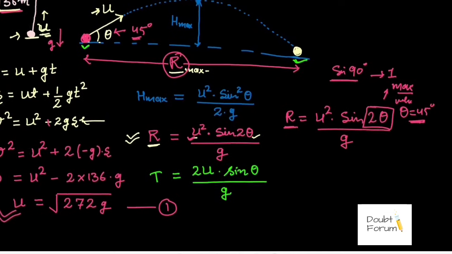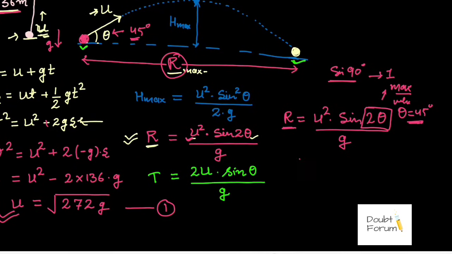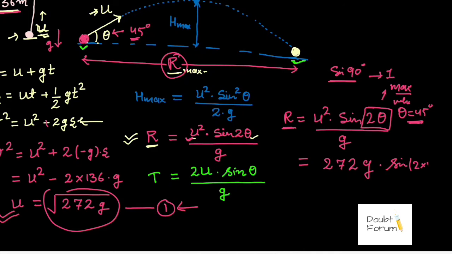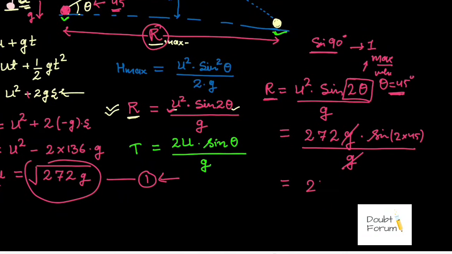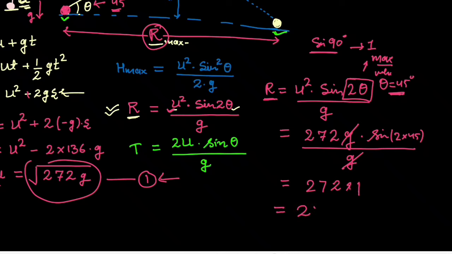So for maximum distance, theta is 45 degrees, so we can calculate R. U square you can bring from here. U square is 272 g from equation number 1. So 272 times g into sine 2 theta, which would be sine 2 into 45 degrees, upon g. G cancels g. This is 272 into sine 90. Sine 90 is 1. So R is 272 meters. This is the quick answer.